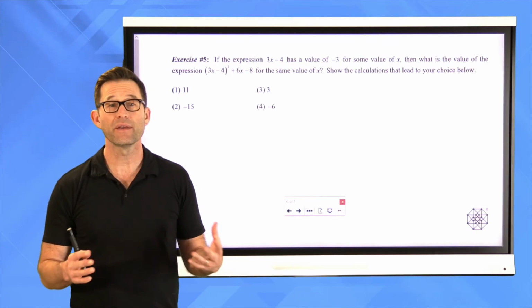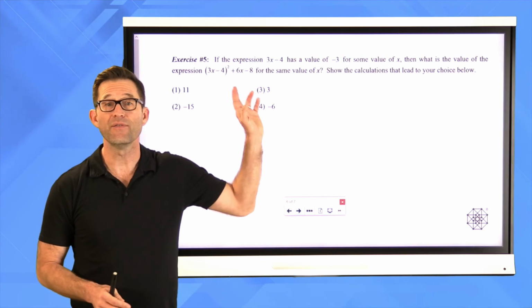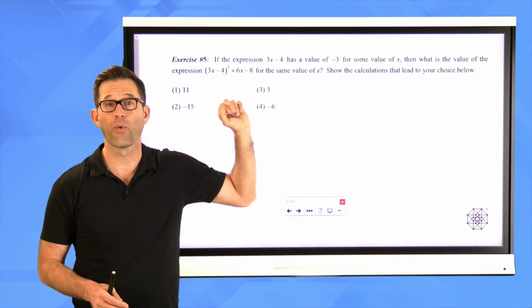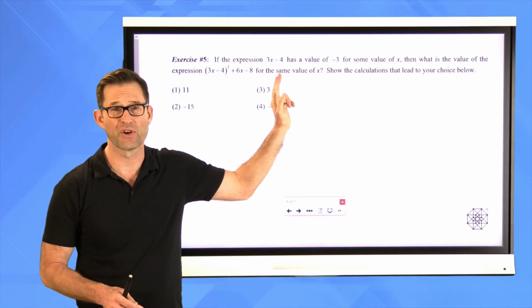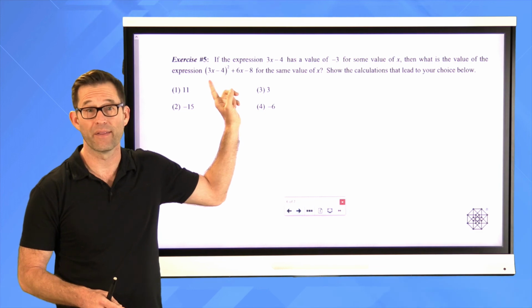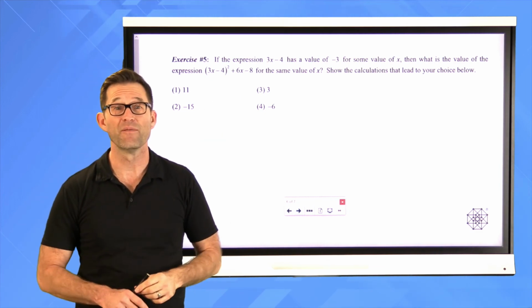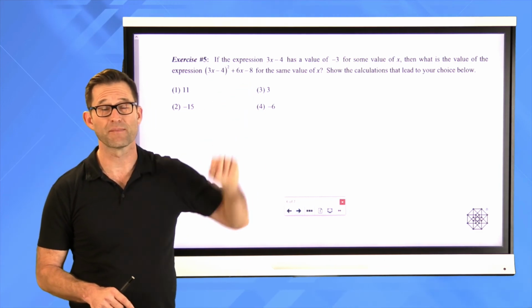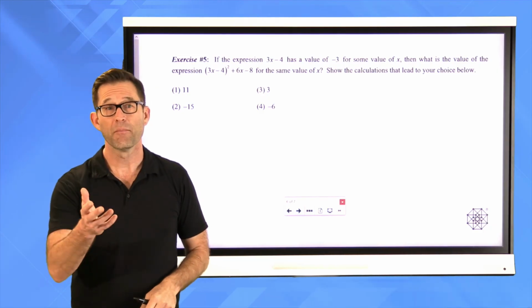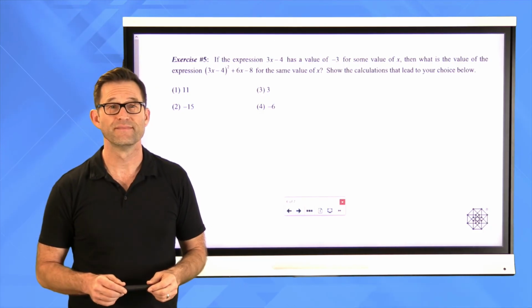All right, so I'd like you to play around with this a little bit. See if you can get the expression 3x minus 4 involved in this more complicated expression. Psst, it's already there right there. But you're going to have to get it involved more than once because that 6x minus 8 is still a little bit problematic. Pause the video now and see what you can do.